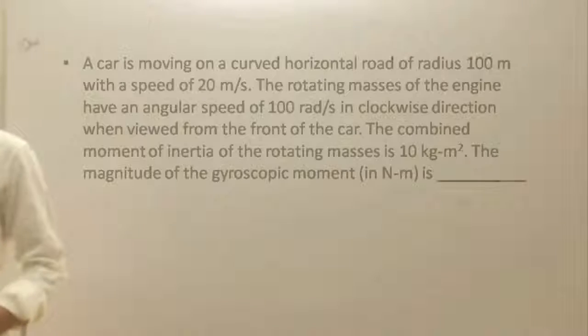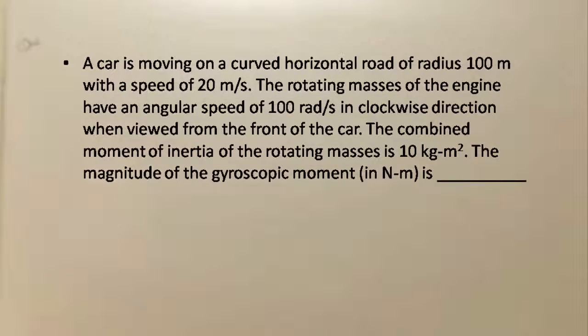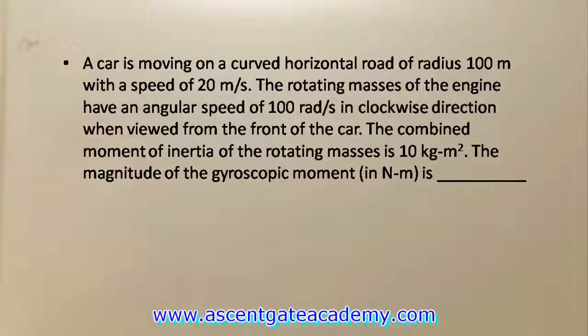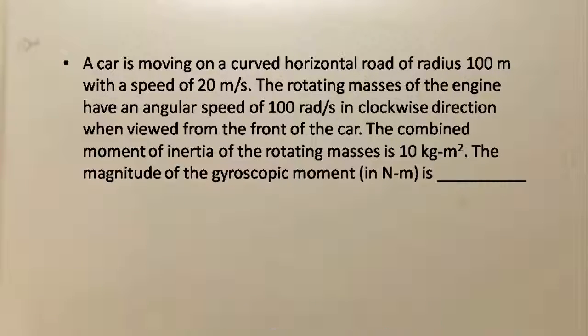Let us solve one question. This question was asked in GATE 2016. A car is moving on a curved horizontal road of radius 100 meter with a speed of 20 meter per second. The rotating mass of the engine has an angular speed of 100 radian per second in clockwise direction when viewed from the front of the car. The combined moment of inertia of rotating mass is 10 kg meter square. The magnitude of gyroscopic moment is.